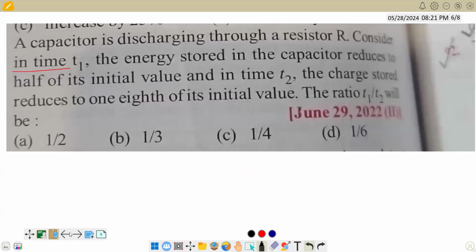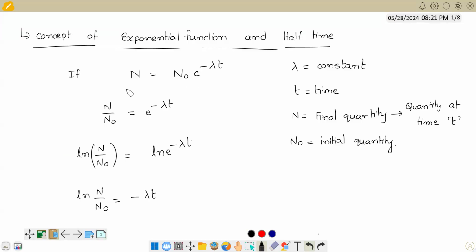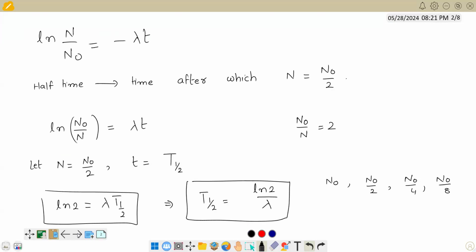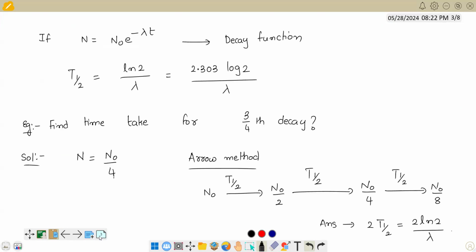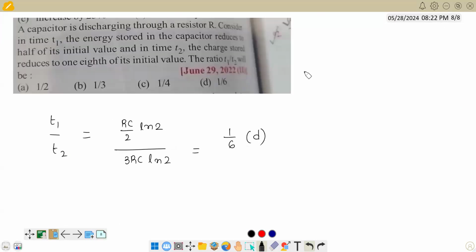Remember, whenever we have an exponential function, any exponential function, this is also called a decay function, we use the concept of half time, which is ln 2 by lambda, to solve the problems easily. What does half time say? Anything, whether it could be a percentage or a literal number, to become half, whatever is the time required, N0 by 2, N0 by 4, N0 by 8, N0 by 16, N0 by 32, and so on. Hope you understood how we are supposed to solve this problem.